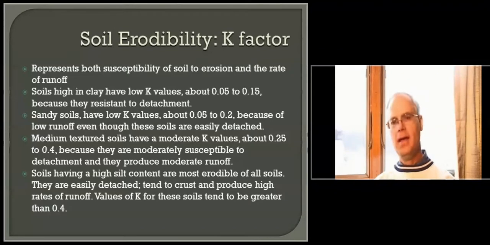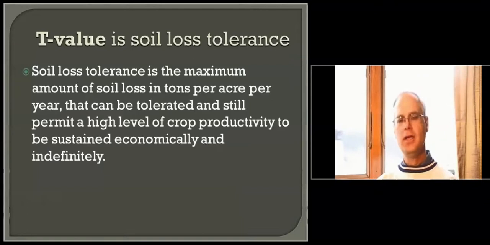The other value you're going to have to look up is your T value. Now your T value is how much we can tolerate. It's a soil loss tolerance: the maximum amount of soil loss in tons per acre per year that can be tolerated and still permit a high level of crop productivity to be sustained economically indefinitely. I know I read that to you, but essentially what we're saying is I can accept this much loss per year and still maintain my productivity in the long term.